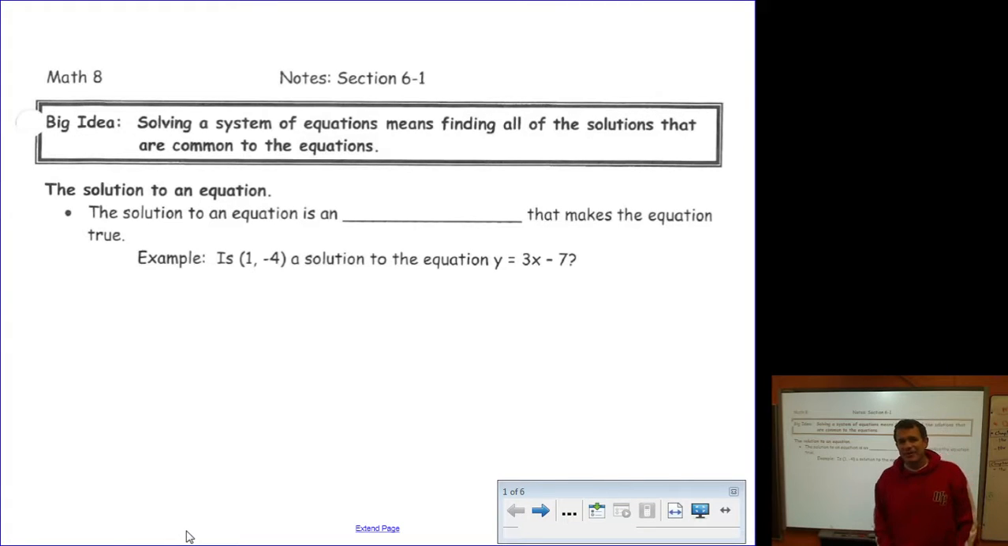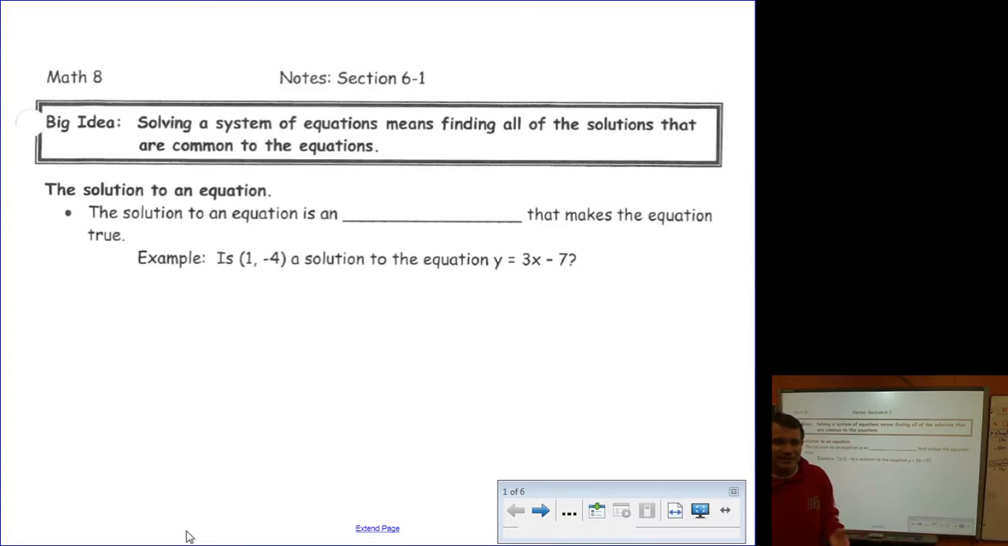All right, guys, here are the notes for Chapter 6, Section 1. Chapter 6 is all about solving systems of equations. I know we know how to solve an equation, so in Chapter 6, we start dealing with more than one equation at a time, called a system of equations, and finding a solution for that system.